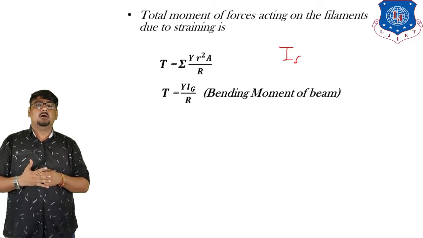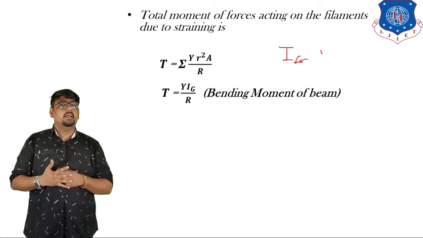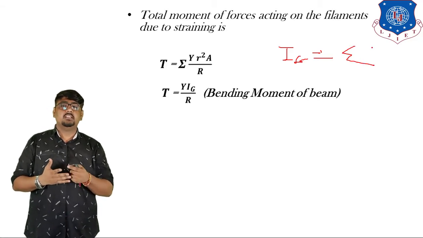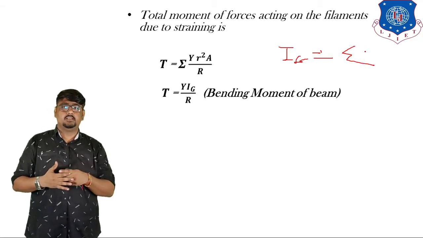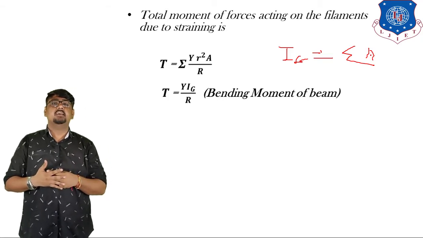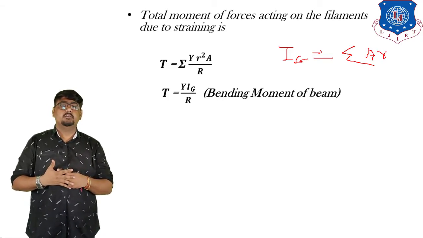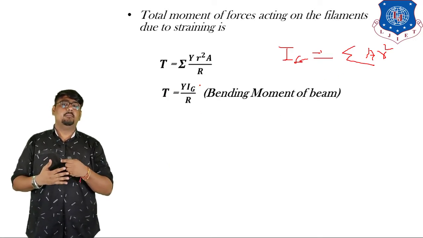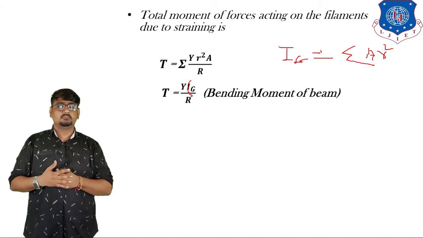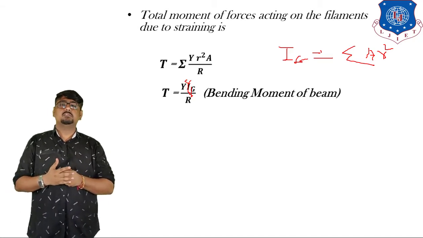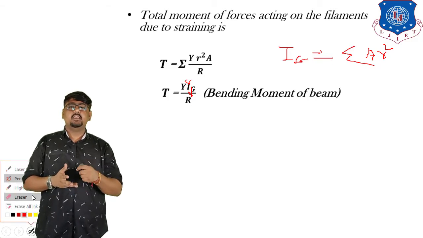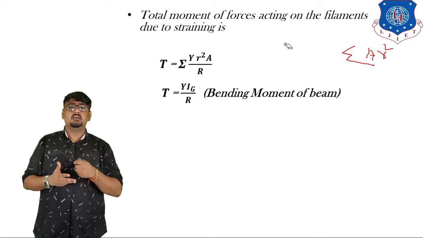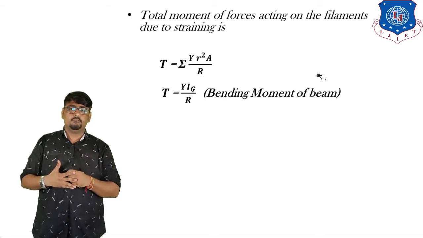We know that Y upon R are constants and sigma of A r square becomes the geometrical moment of inertia. We define it and give it the symbol I suffix g, that is the geometrical moment of inertia. So the total moment of forces capital T becomes Y upon R into Ig. Okay, so this is nothing but the bending moment of the beam.